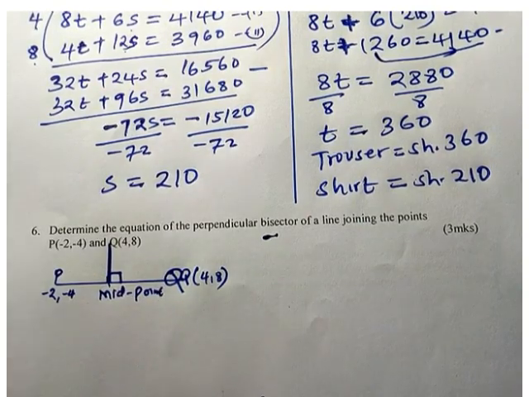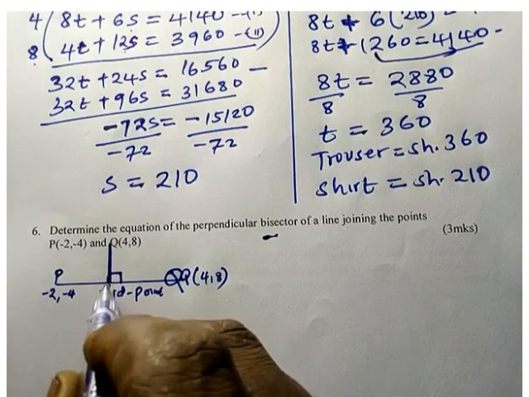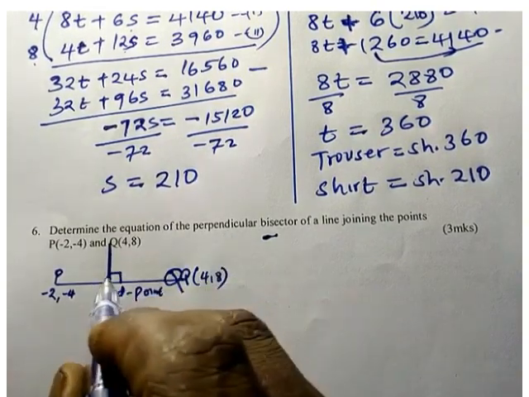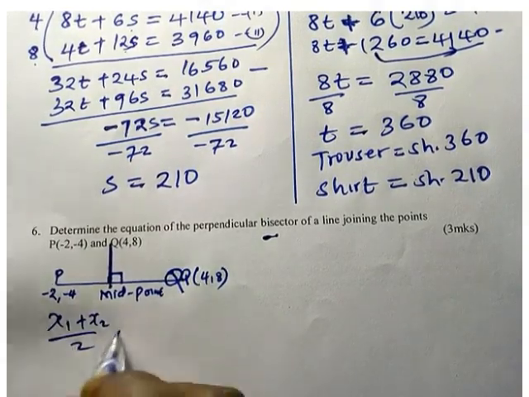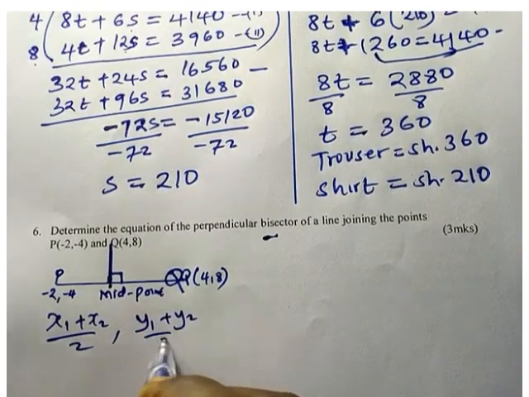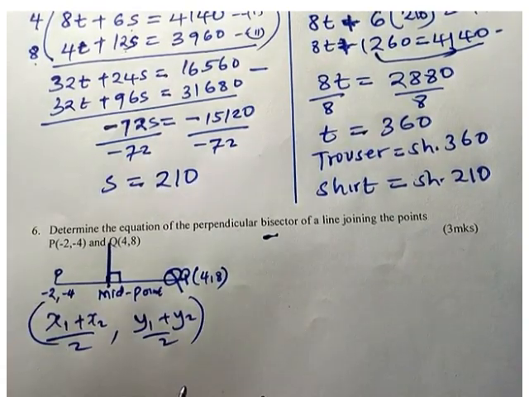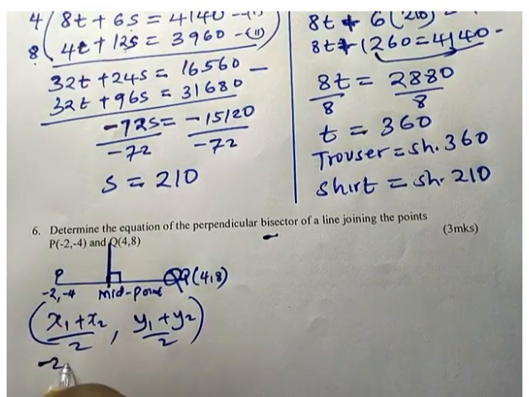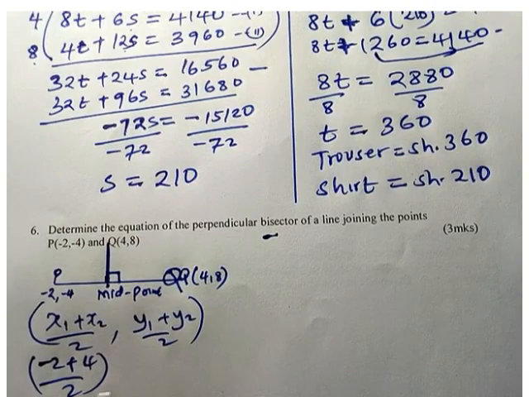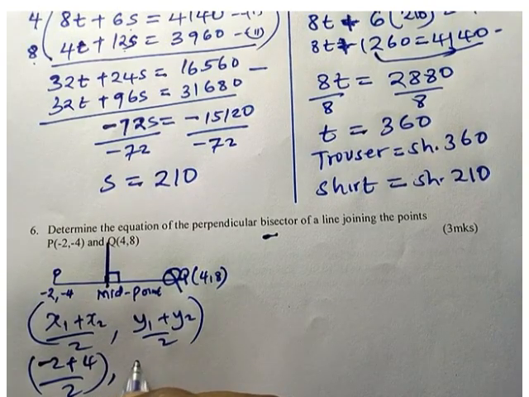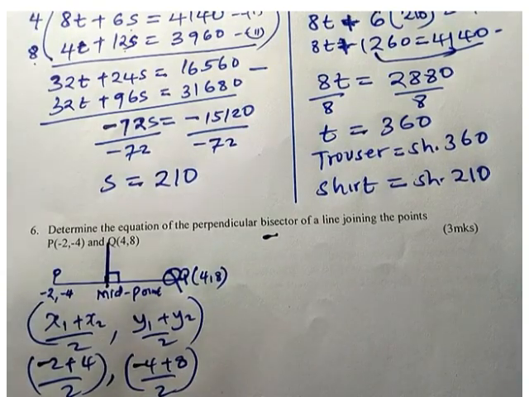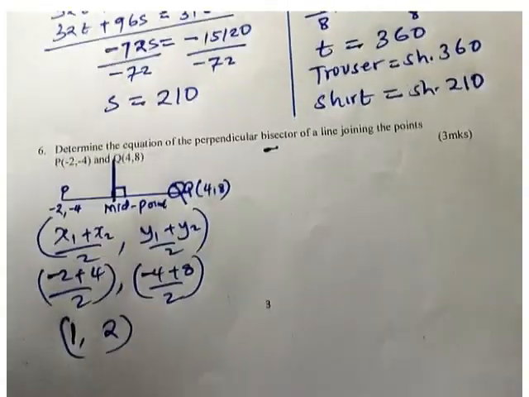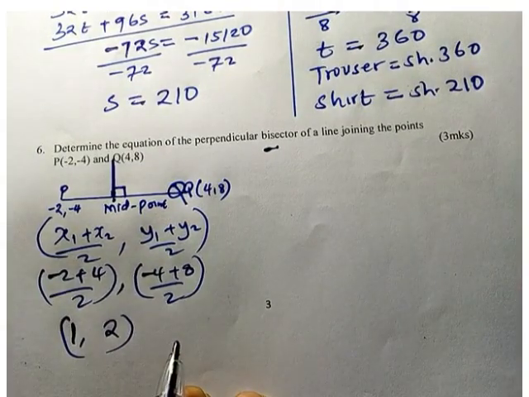So what you do is use these 2 points to get the point at the center where the perpendicular line cuts. To do that, you calculate x1 plus x2 divided by 2, comma, y1 plus y2 divided by 2. This will give you the midpoint. So x1 is negative 2 plus 4 divided by 2, comma, and then we have y1, which is negative 4 plus 8 divided by 2. And this will finally give us the midpoint as 1, 2. So this is the midpoint, 1, 2.